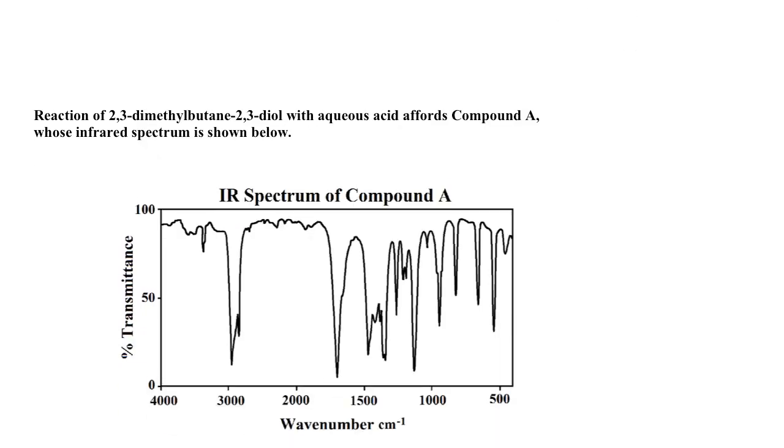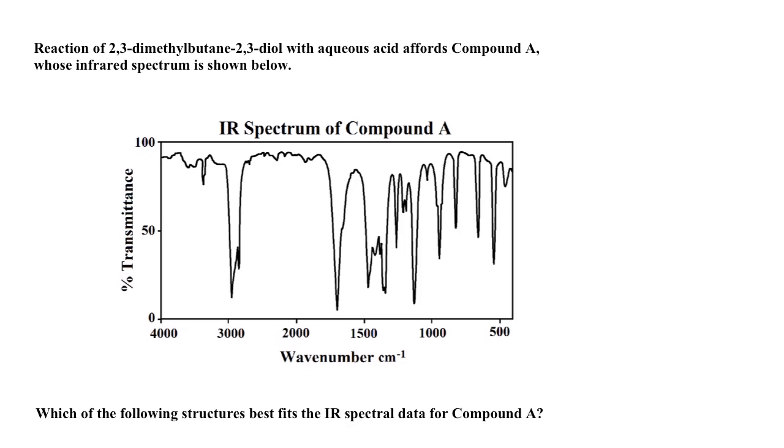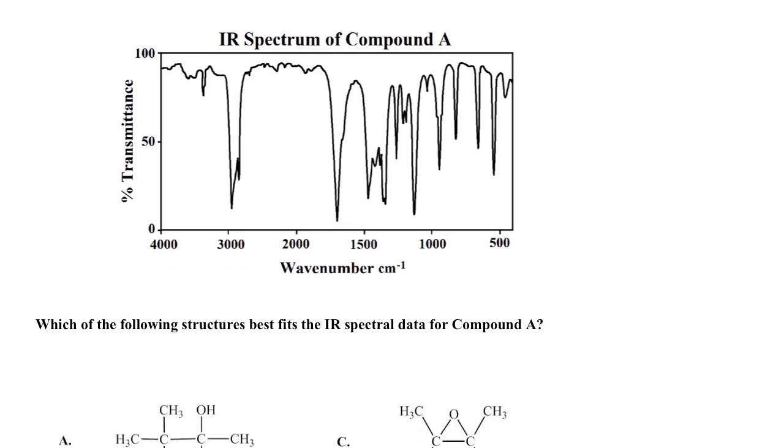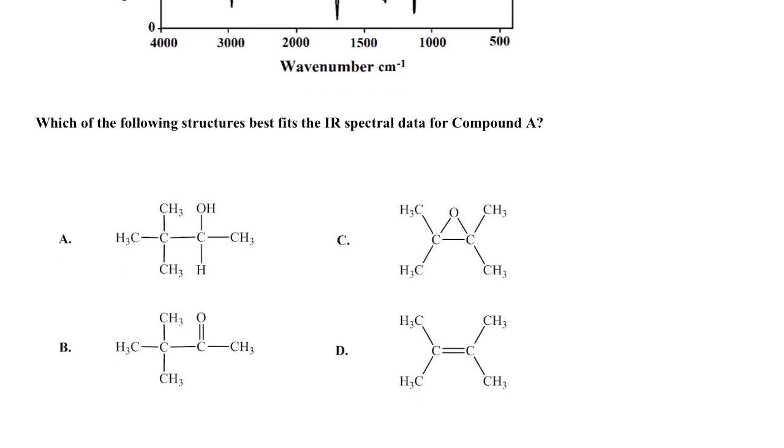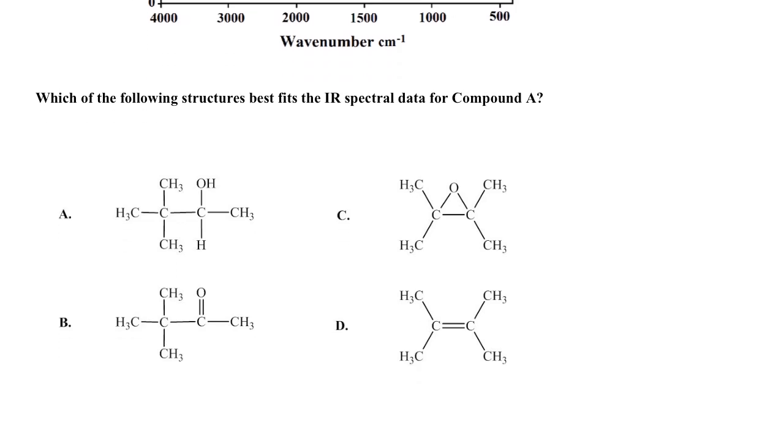So, the first sample question here. A reaction of 2,3-dimethylbutane-2,3-diol with aqueous acid affords compound A, whose infrared spectrum is below. And you can see the infrared spectrum here. Right? Which of the following structures best fits the IR spectral data for compound A? And these are the options you have here.